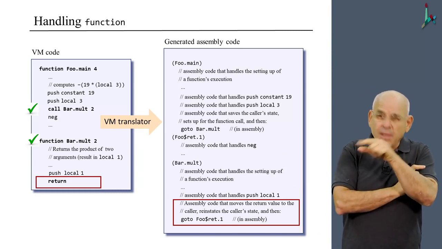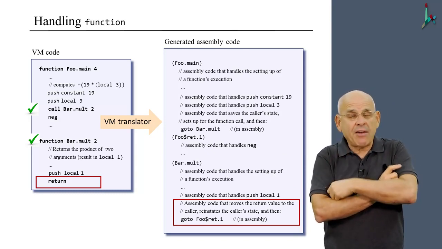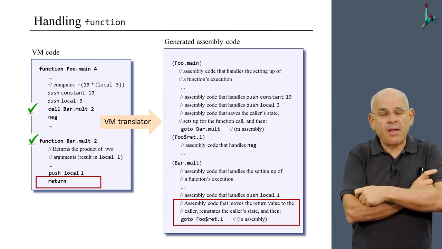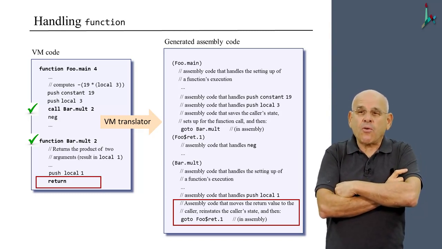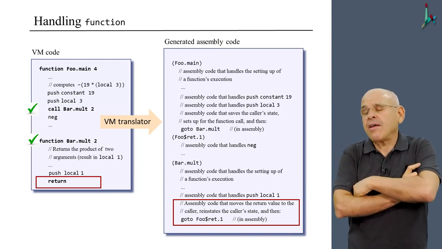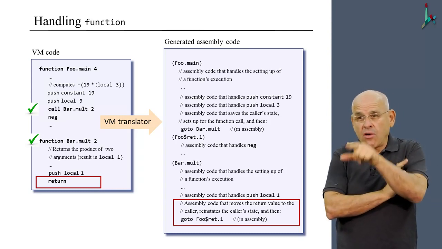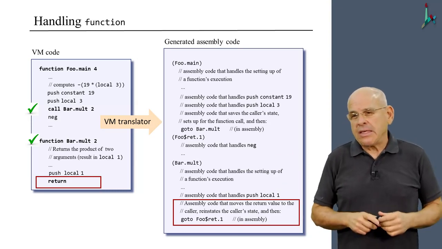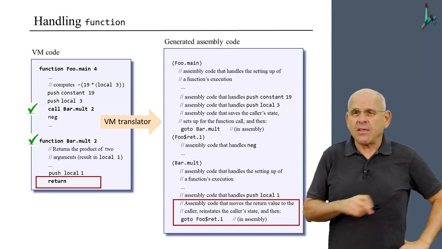If you look at the middle of the code pane of the generated assembly code, you will see this address there, foo$ret.1. So presumably, this is the return address that the VM translator created when it handled the call. If you recall, the call command involved generating a return address, and so I see that I go to exactly this return address. And the question, of course, is how do I know how to do it? That's what you'll see in the next slide.